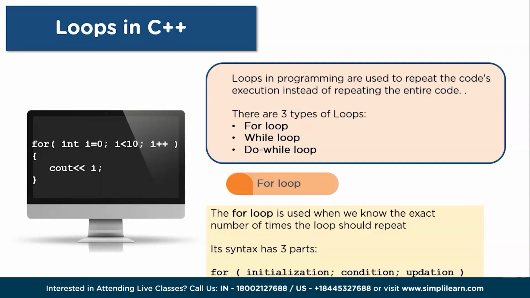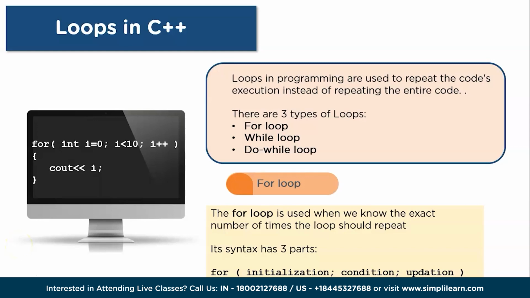Second part is condition. In this part, the condition of the loop is evaluated. If it's true, then only the body of the loop executes. Once the condition evaluates to be true and the loop body is executed, then updation takes place. This part increments or decrements loop variables. For example, here int i equal to 0 is initialization, i less than 10 is the condition, and i++ is the updation.